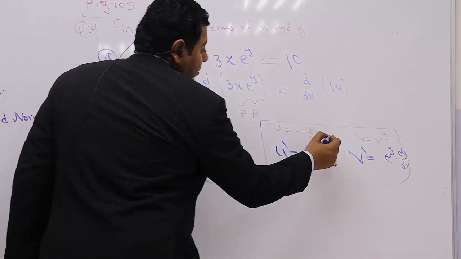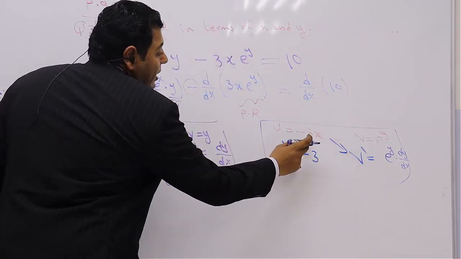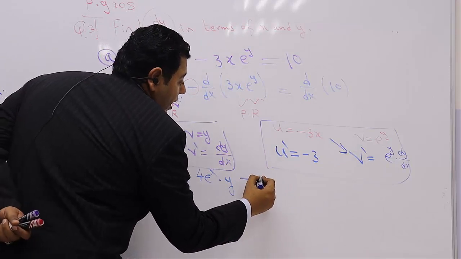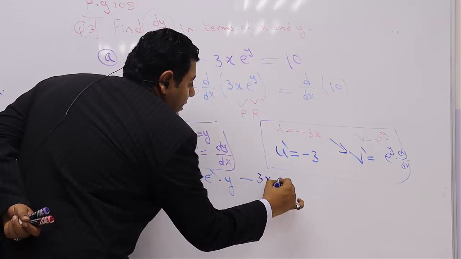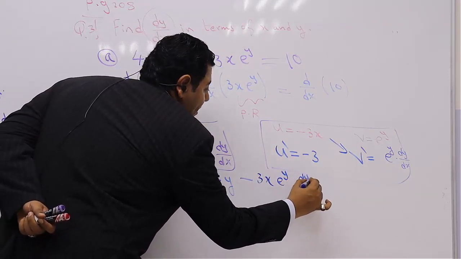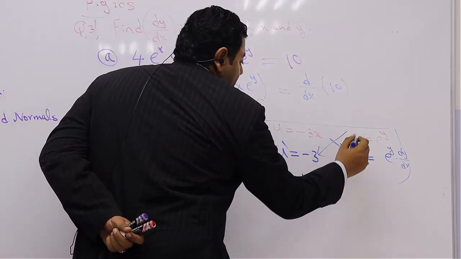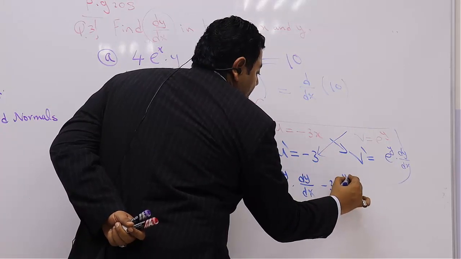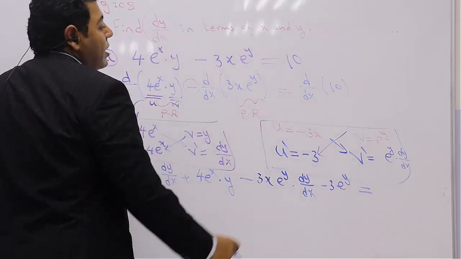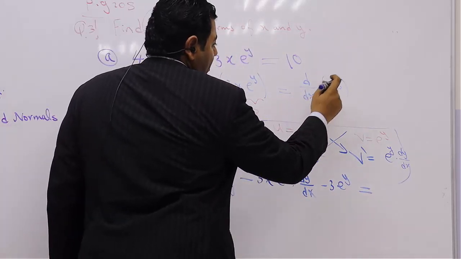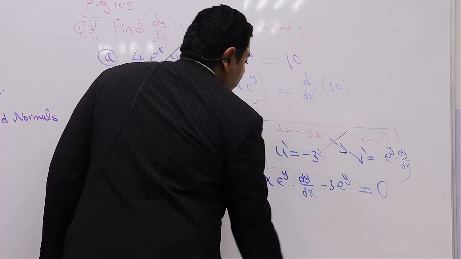Now just do that. u times v dash: minus 3x times e to the power y, so it will be minus 3x e to the power y times dy with respect to x. Plus v times u dash: minus 3 times e to the power y. All of this is equal to the derivative of any number, which is equal to 0.